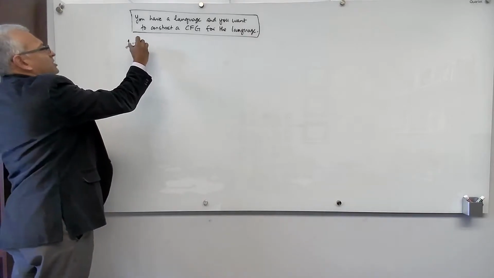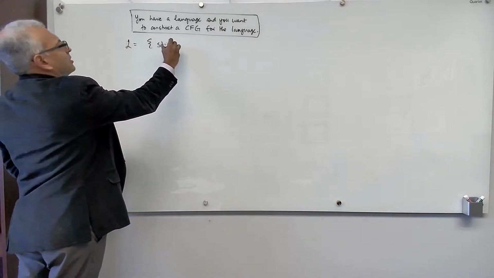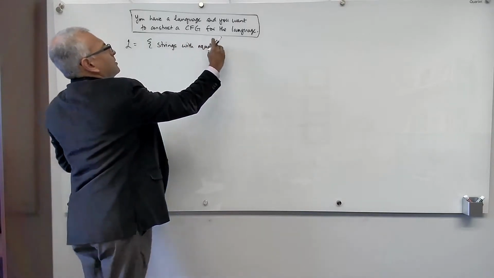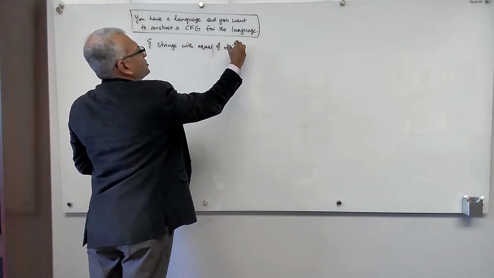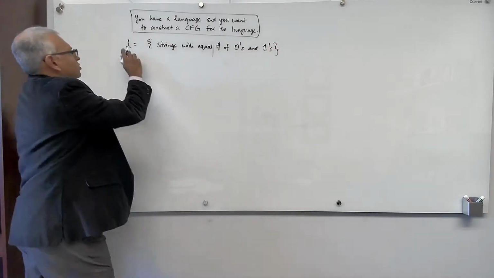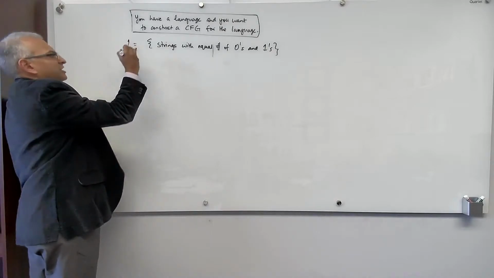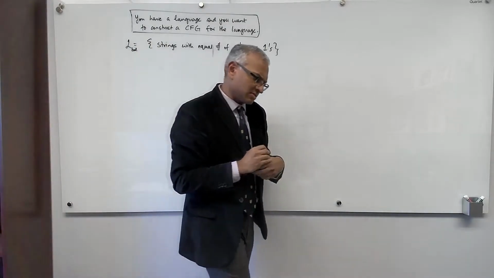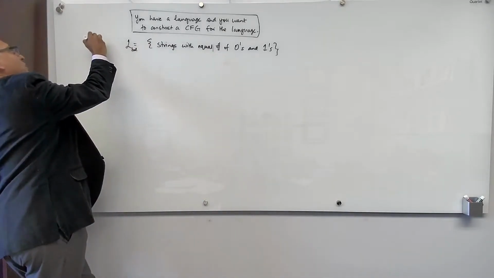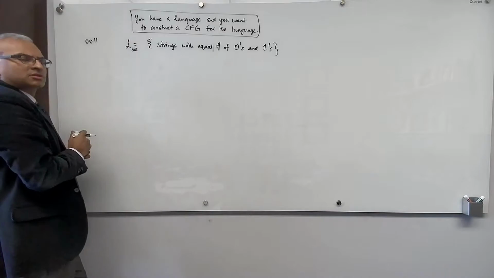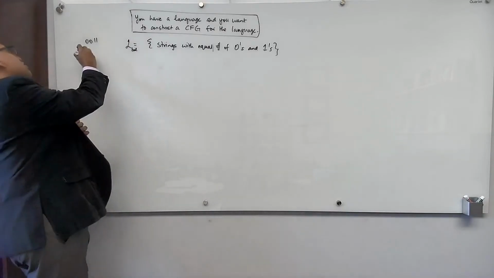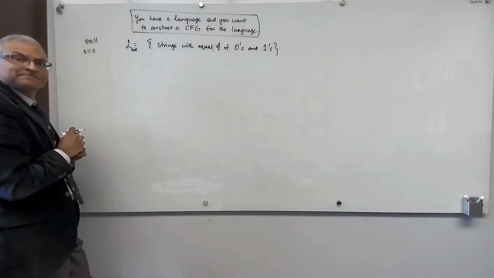So let's say my language is strings with an equal number of zeros and ones. Let's call this the language of balanced strings. So what are some example strings in here? For example, 0, 0, 1, 1. That would also belong in the first language, the one that was the problem for the DFA that we started with. But also 0, 1, 1, 0 would be in here.